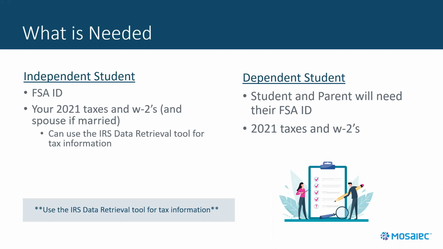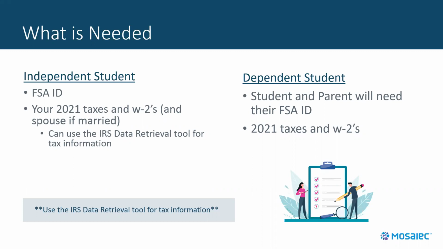When you're filling out the 23-24 FAFSA, you would need to use your 2021 taxes and W-2s. If you are an independent student and you are married, then you will need the tax information for your spouse and W-2 information for you and your spouse as well. Now, in general, for both independent and dependent students, if you're on the dependent student side, then you will need your tax information, 2021 taxes and W-2s as the student, and then you will also need your parent tax data as well.